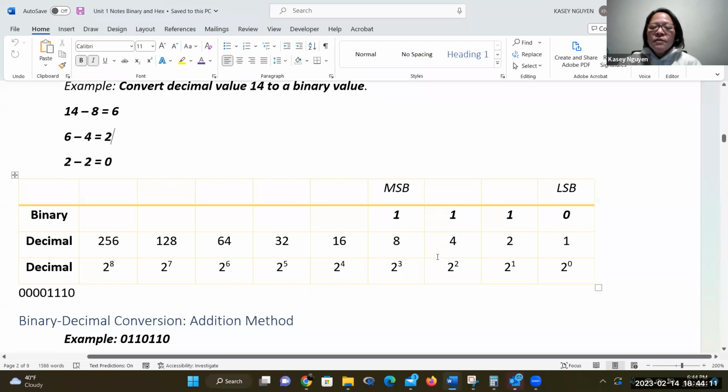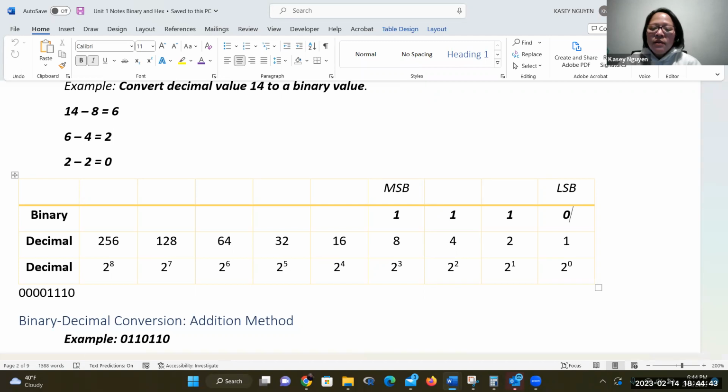Then I take 2, and I know the next number I can subtract is 2. So 2 minus 2. As I subtract, I put a 1 at the top, and that will give me 0 left. So number 14 in base 10 converts to 1110 in binary.